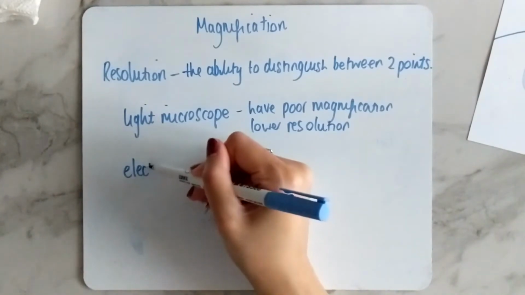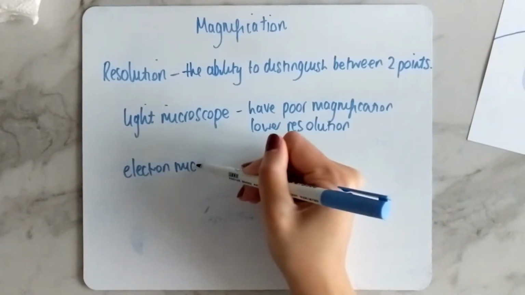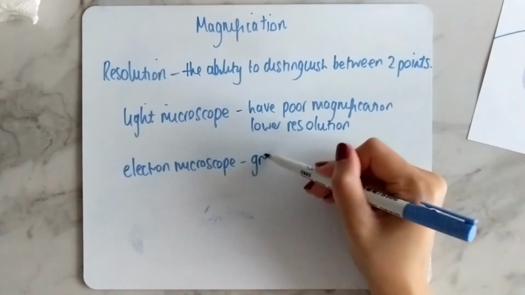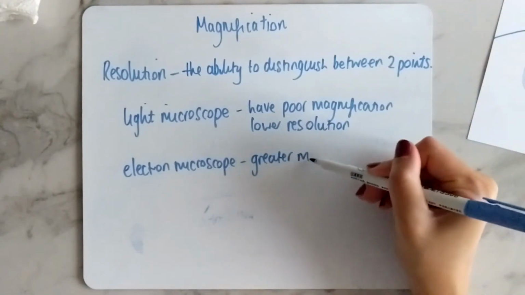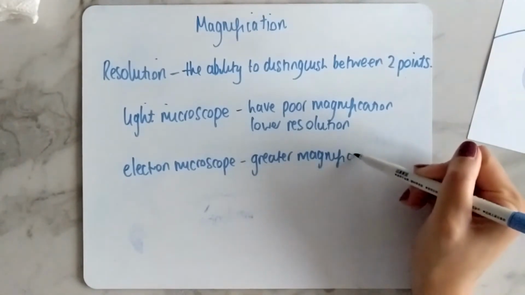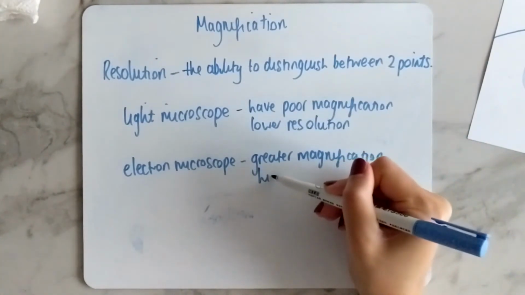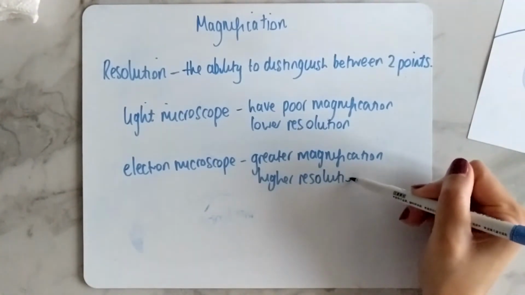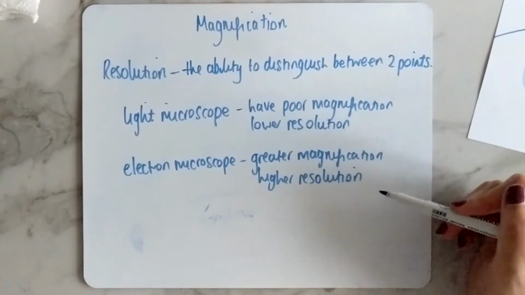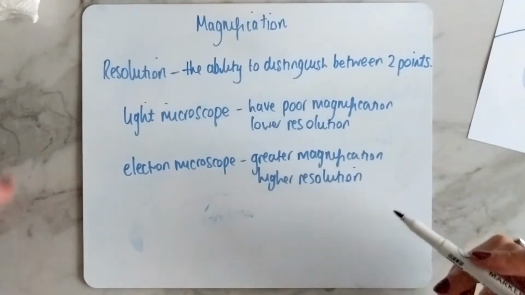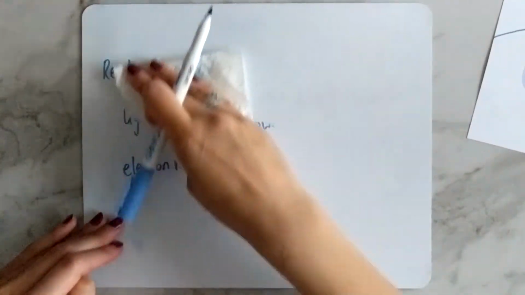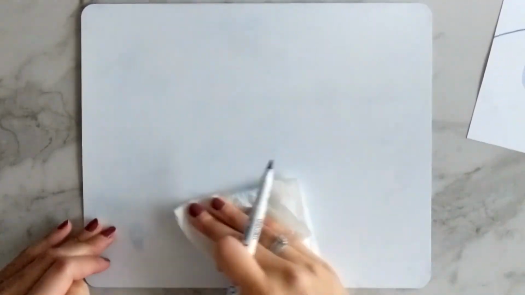So an electron microscope, they tend to be really expensive. You wouldn't really have these in school. They have a greater magnification, they're more powerful, greater magnification and higher resolution. So always remember that the electron microscope is better than the light one in all ways, the magnification, resolution and power. So the equation then to work out magnification, and especially in a paper 1, there is usually a magnification calculation.